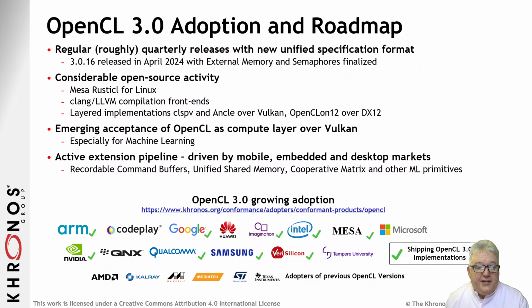OpenCL is being increasingly widely adopted by diverse hardware vendors and is continuously evolving with regular specification updates and an active roadmap including upcoming extensions for functionalities such as recordable command buffers, unified shared memory, cooperative matrix, and other machine learning primitives. There are also multiple open source implementations that are bringing OpenCL to a widening range of platforms. Many operating systems, such as Android for example, include Vulkan as part of their platform definition to provide access to GPU acceleration, and there is increasing interest in layering OpenCL over Vulkan to provide a convenient, easy-to-use parallel computation programming layer.